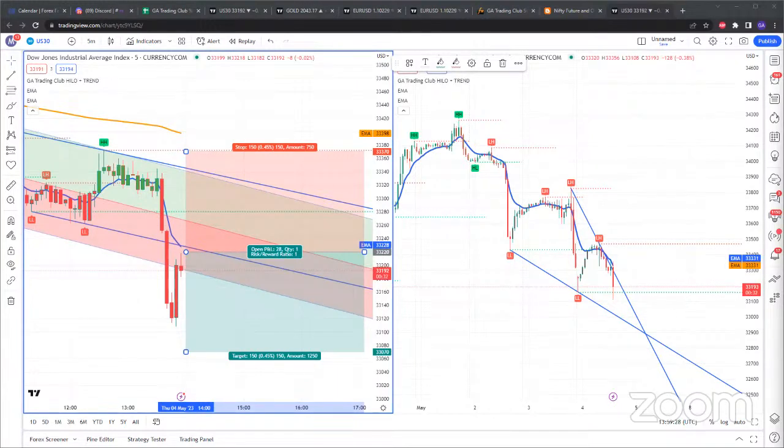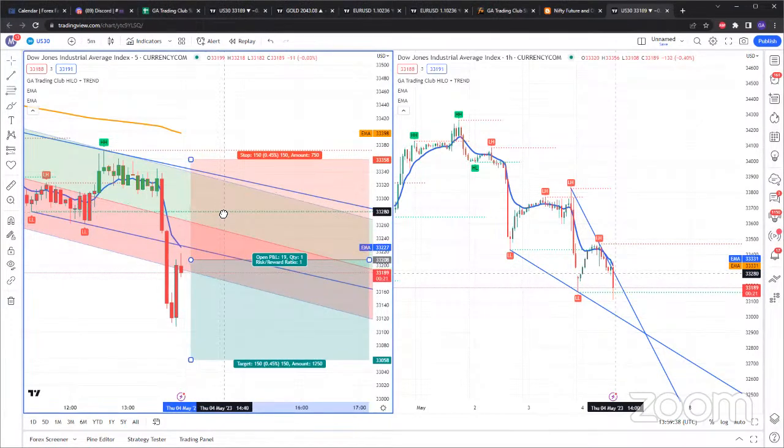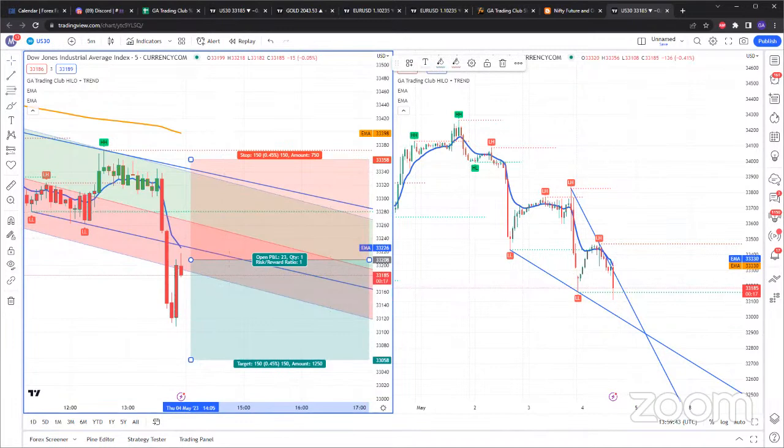I want to risk... let's see. 25 seconds. So we definitely want that candle to close.